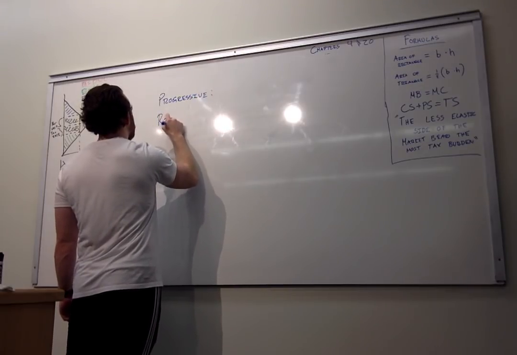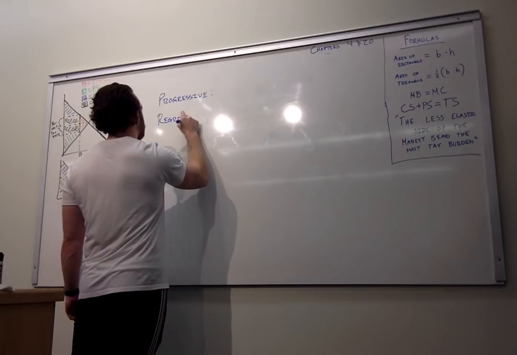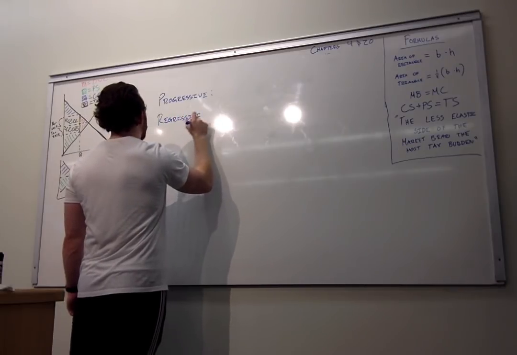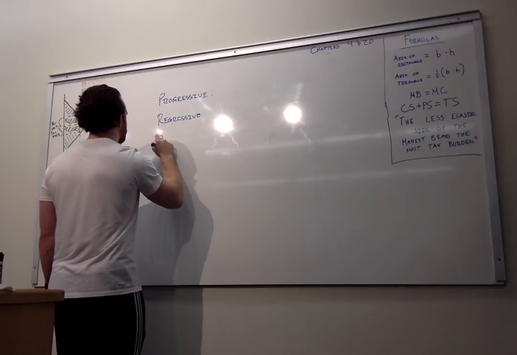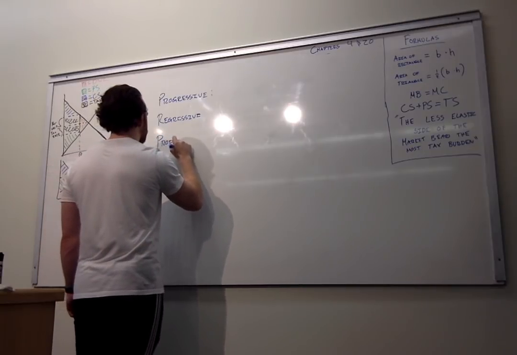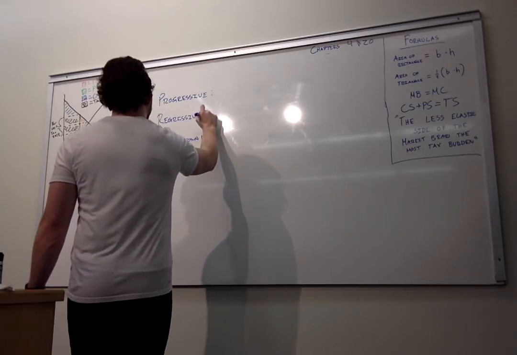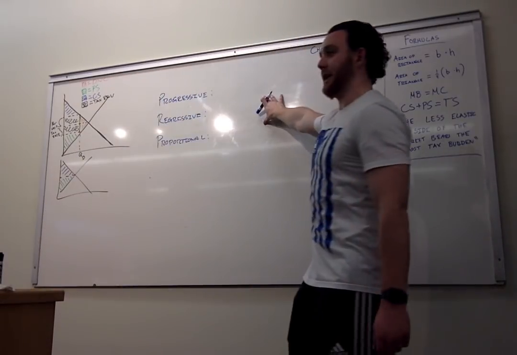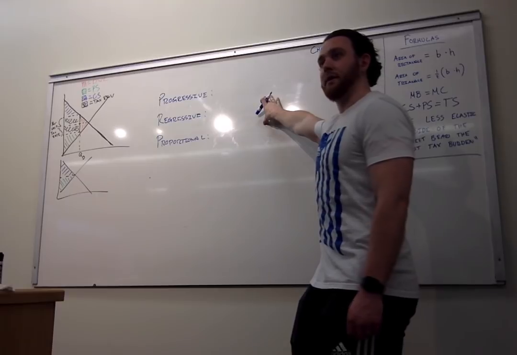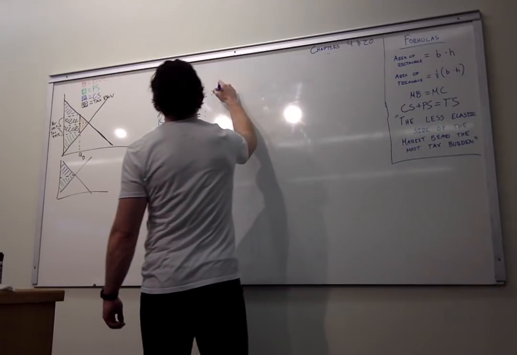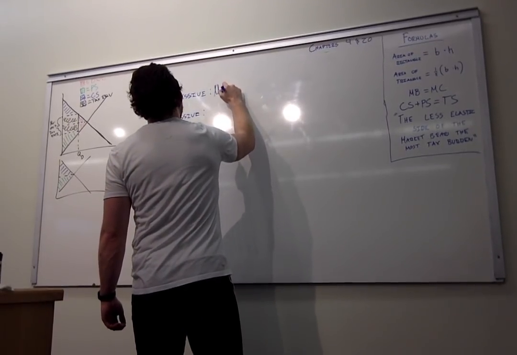Regressive. And proportional. Okay. Who can give me a quick definition of these three? The more you make, the more you pay. Right? Progressive. The less you make, the more you pay with regressive.